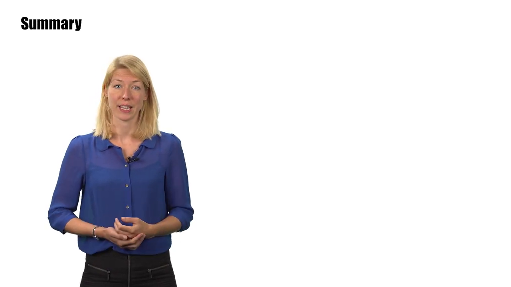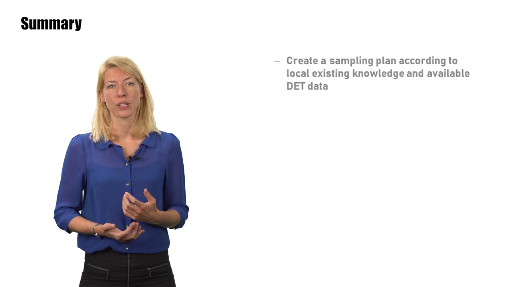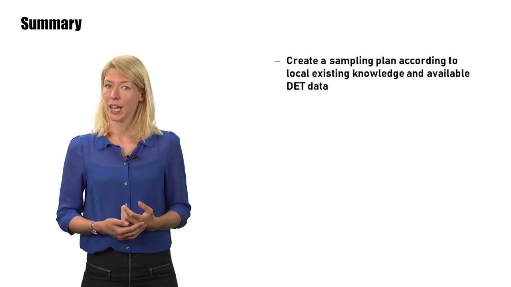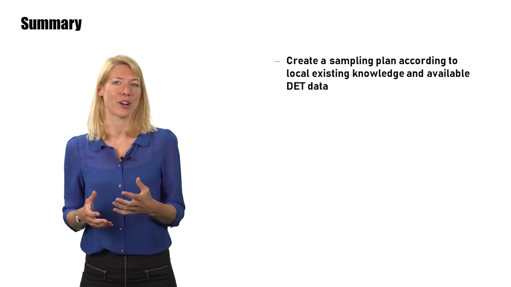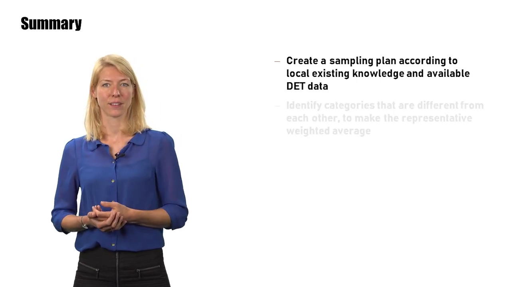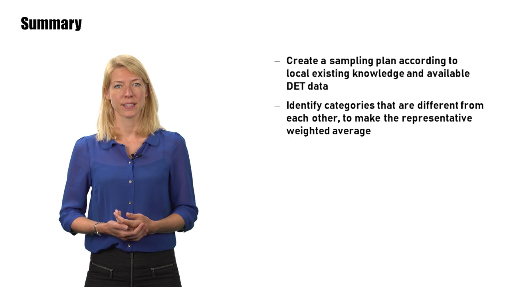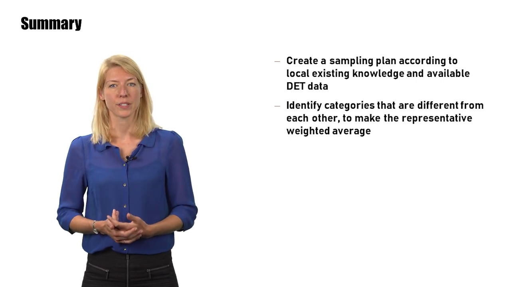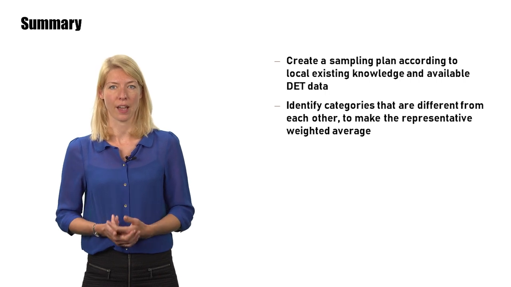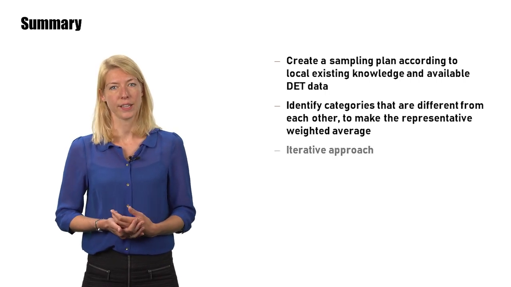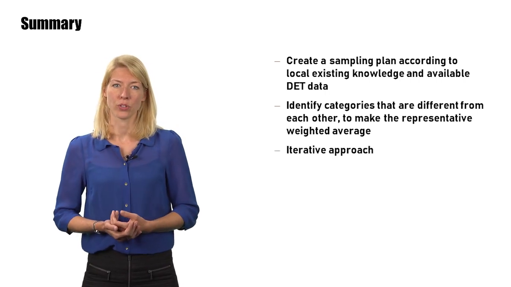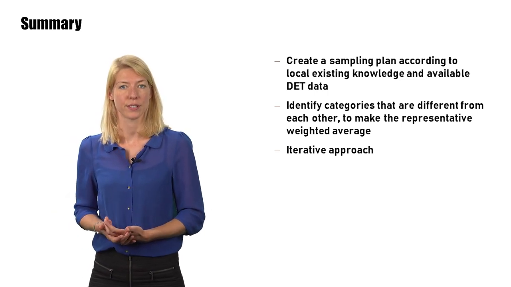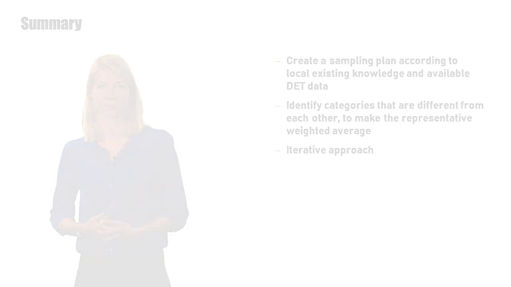The most important takeaways to remember are to create a sampling plan according to local existing knowledge and available demographic, environmental, and technical data. In the data analysis, identify categories that are different from each other in order to make a representative weighted average. Lastly, it is an iterative approach, so it is possible to start smaller and with fewer resources and expand as needed.